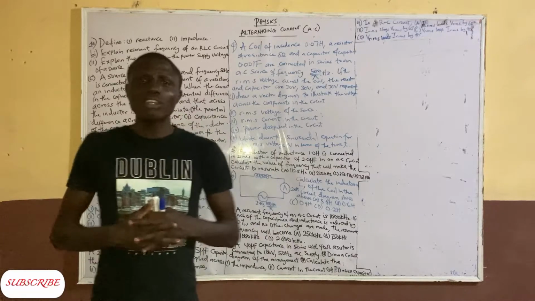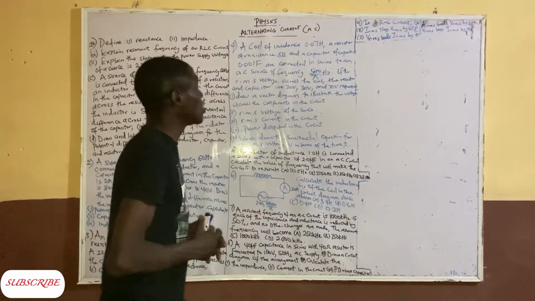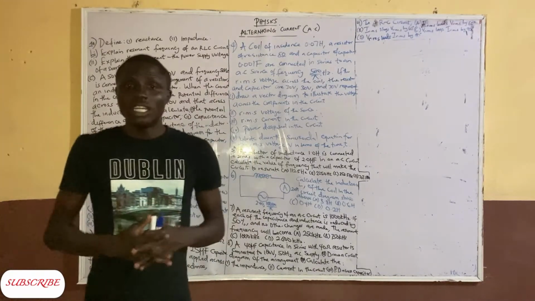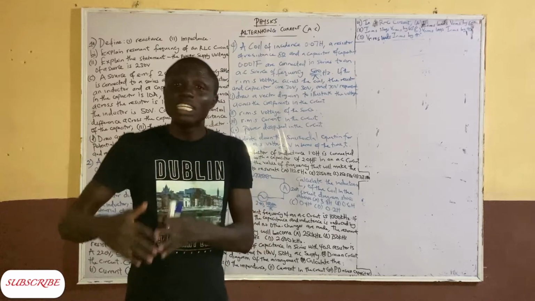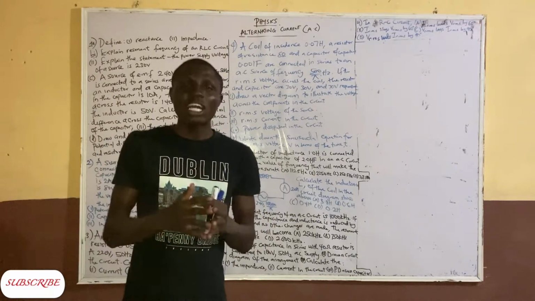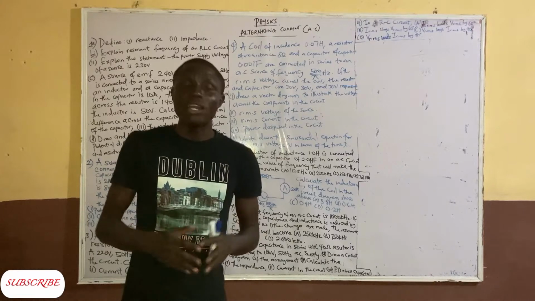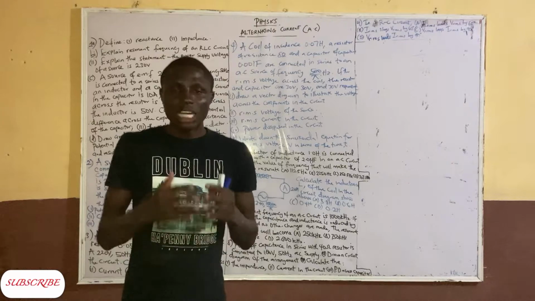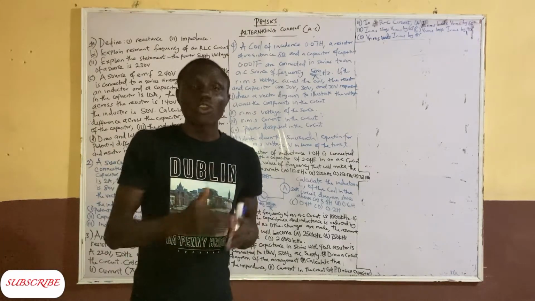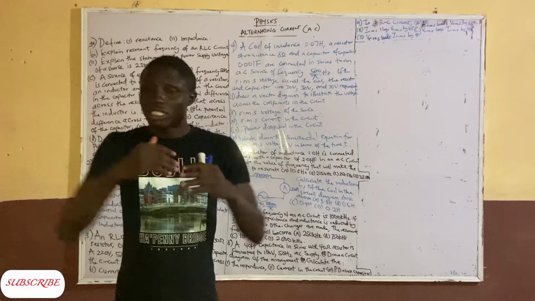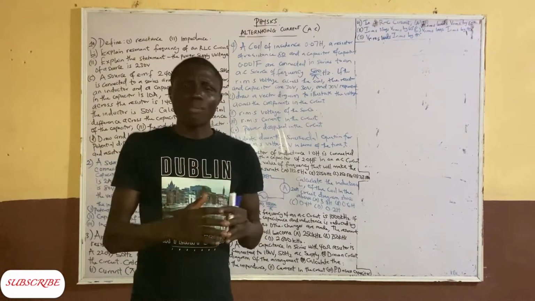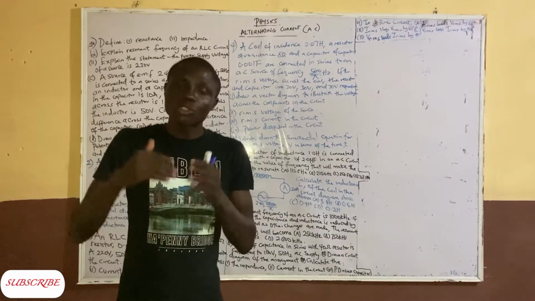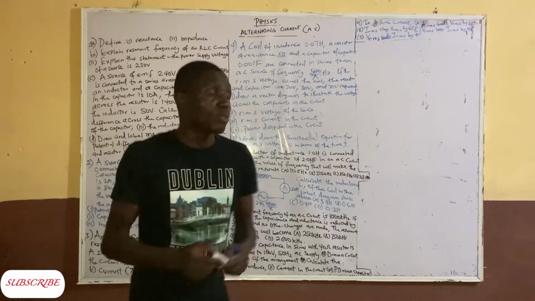Amen. Today we are going to be considering a topic called alternating current under the subject physics. What is alternating current? An alternating current is a current with sinusoidally varying voltage and current, unlike direct current, whereby we have a steady current which does not change with time. But an alternating current is a current with sinusoidally varying voltage and current.